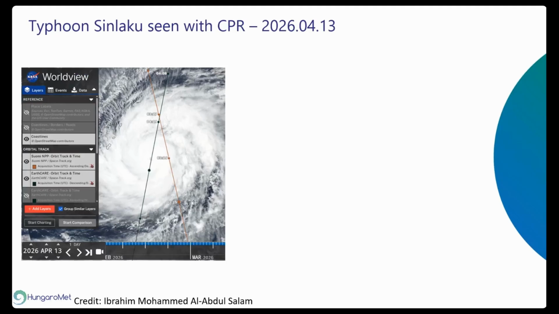On 13 April, EarthCARE was passing over Typhoon Sinlaku. This green line shows the EarthCARE overpass. It was not just passing by, it was passing through the eye of the typhoon. So we can see what this typhoon looks like in the vertical.